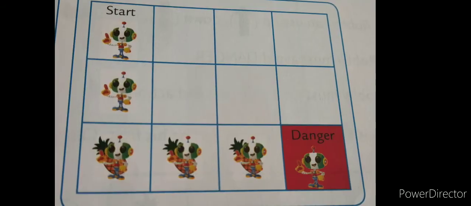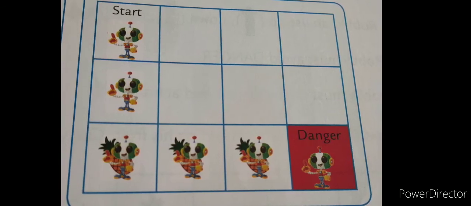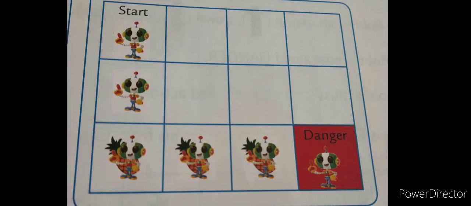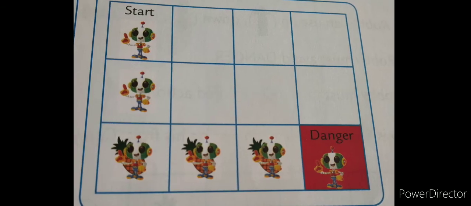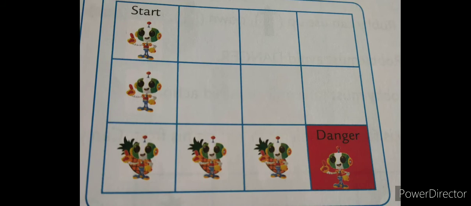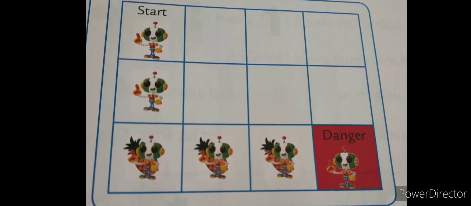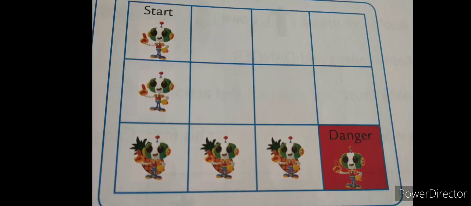Whatever set of instructions is repeated, we can transform in the form of a loop by writing the same instruction like this. That is, repeat 2 times: go down, eat. Repeat 3 times: go right and eat. So this will be the set of instructions in looping.